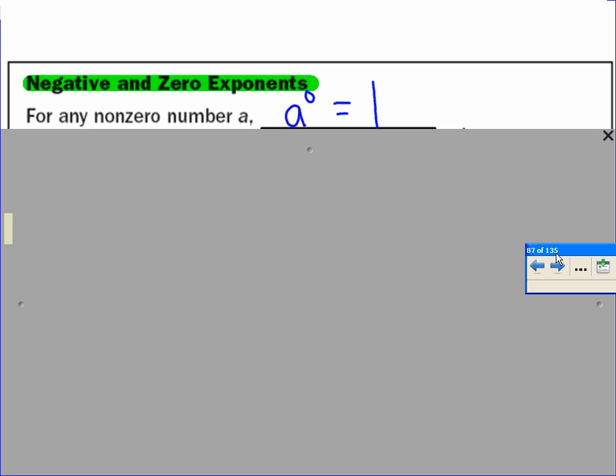No, 0 to the 0 power is 1. Does it give you an error? Wow, the calculator gives you an error on that. But technically anything to the 0 power is 1. You will never see a problem that gives you 0 to the 0. That's a very good question though.